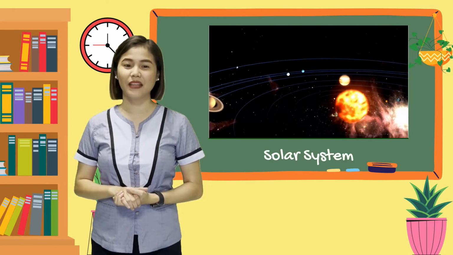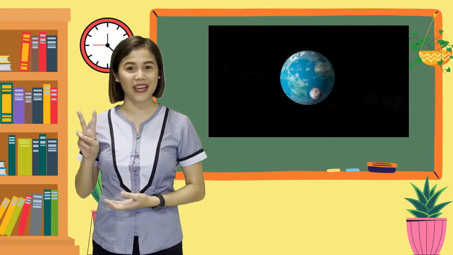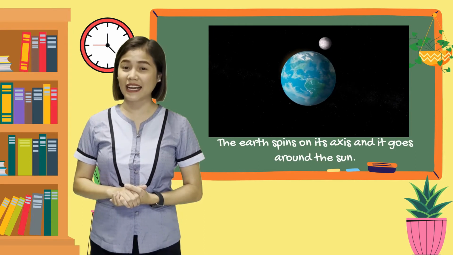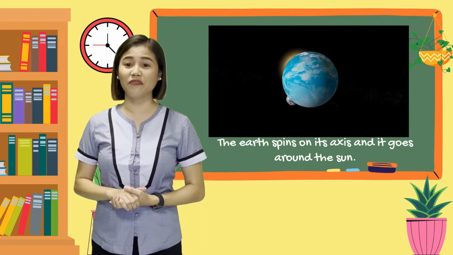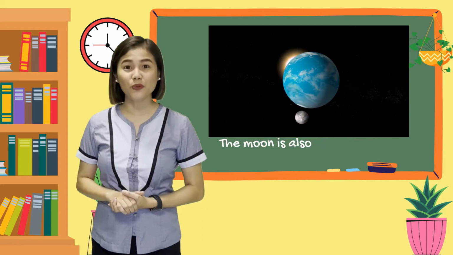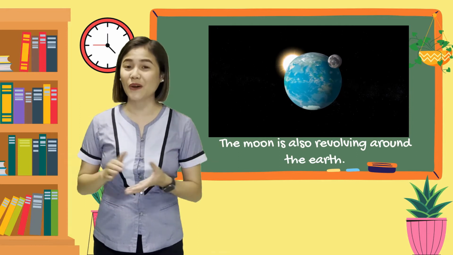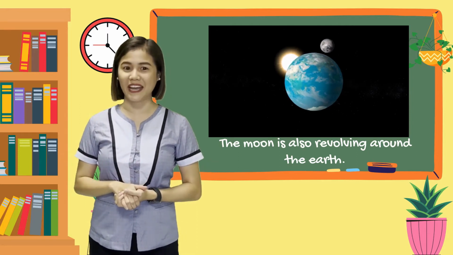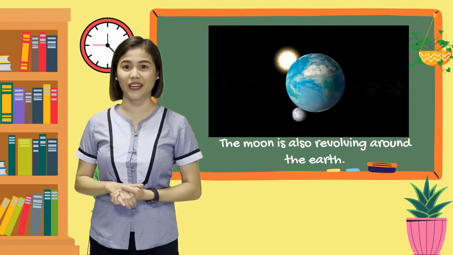about the major members of our solar system. Like other planets, the Earth moves mainly in two ways. It spins on its axis and it goes around the Sun. And as the Earth revolves around the Sun, the Moon is also revolving around the Earth. Can you imagine all these motions happening at the same time? The amazing thing is we do not feel that the Earth is moving.